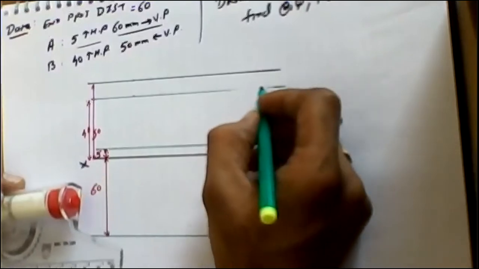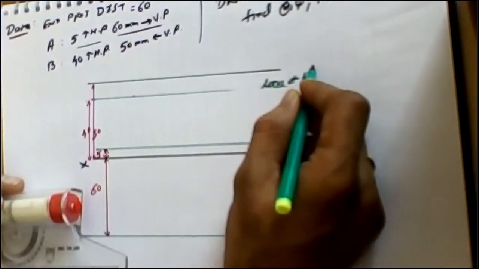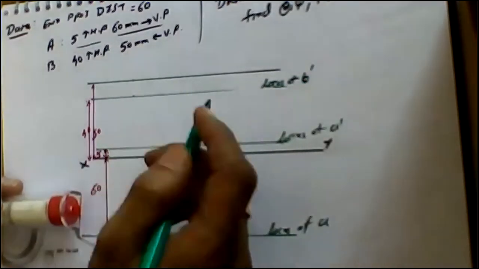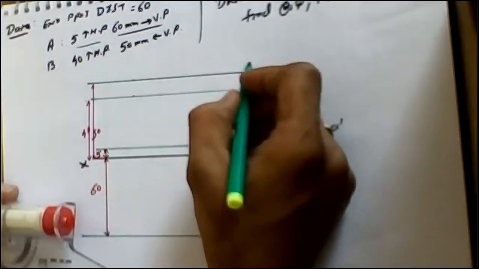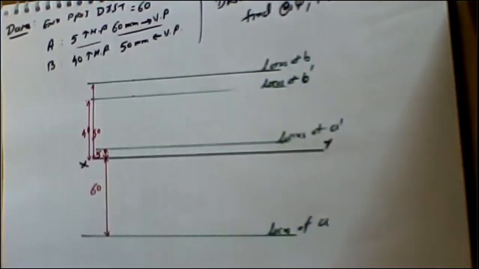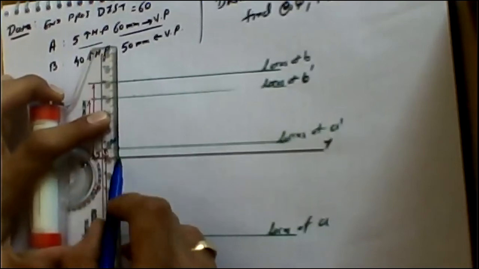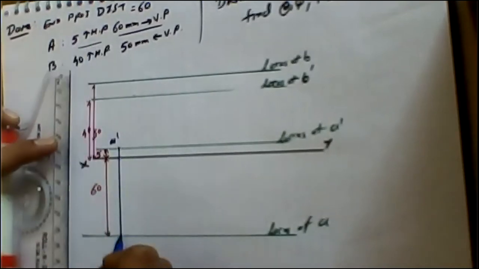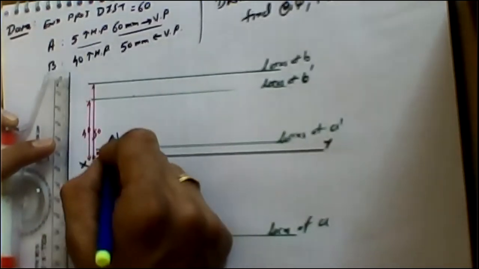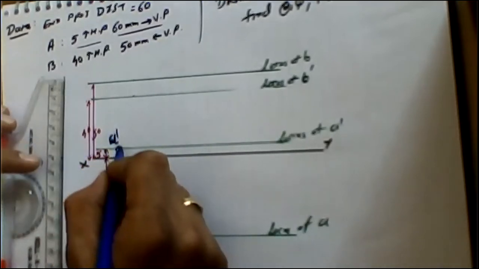So this particular region is going to represent locus of B dash, as it is considered to be above the reference, and this is going to be called locus of B. Now take a position. So we are going to take position A dash over here and A over here. We are aware that the projections are going to be on a same straight vertical line.